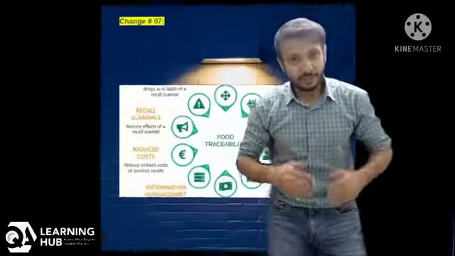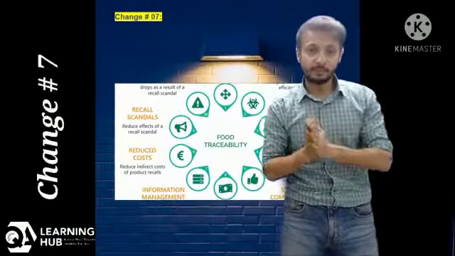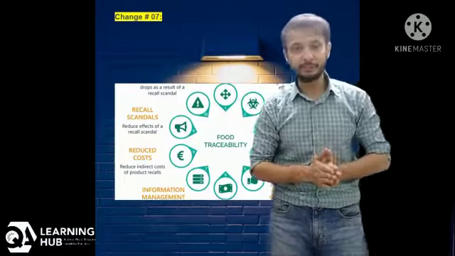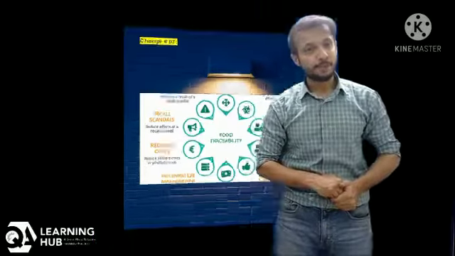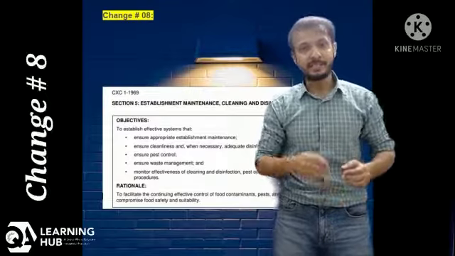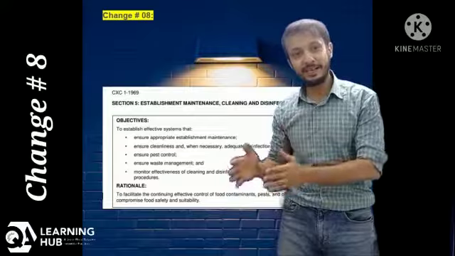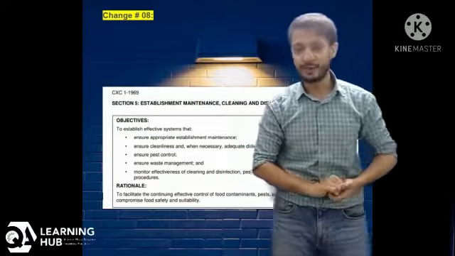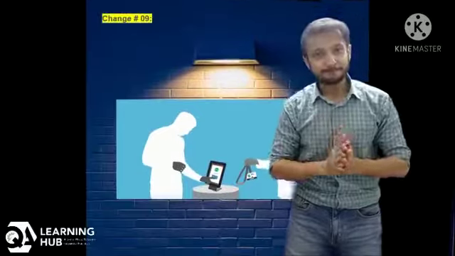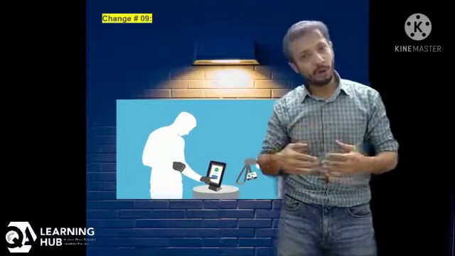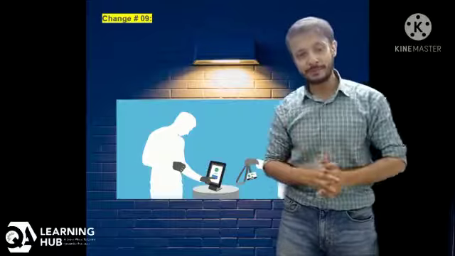Change number 7. The requirement for a traceability or product tracing system is a new requirement added in Codex HACCP 2020, which was previously missing. Change number 8. Maintenance and sanitation is named as establishment maintenance, cleaning, disinfection and pest control and included in chapter 1 section 5. Change number 9. The visitor control element is more detailed now, and includes control on all other persons from outside the establishment.